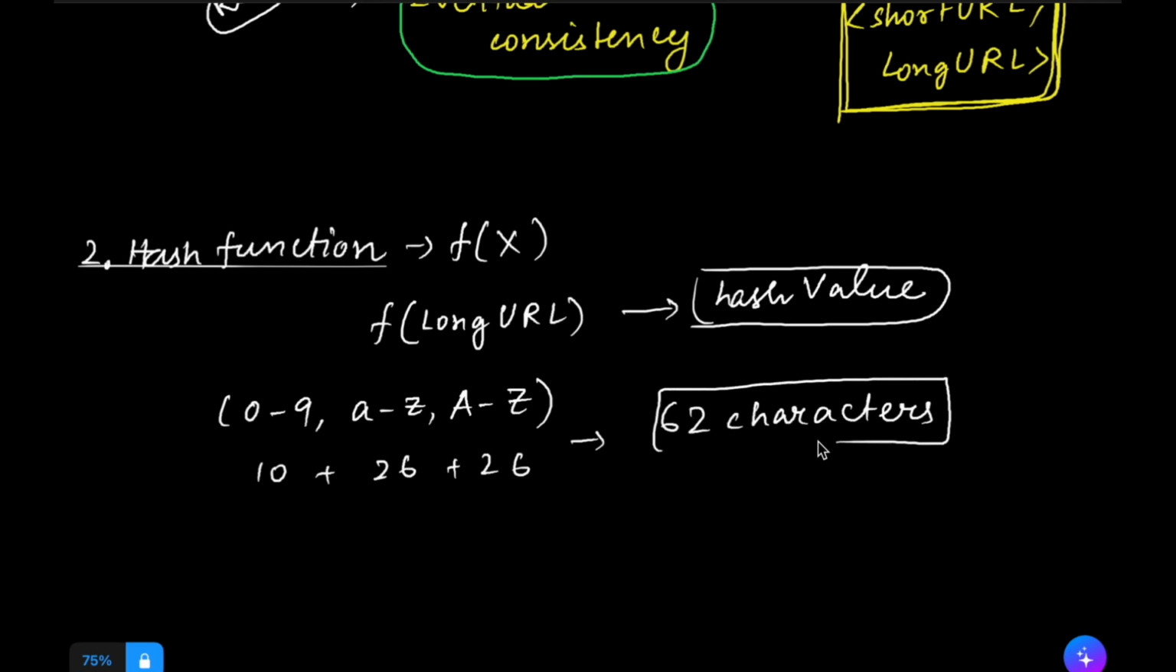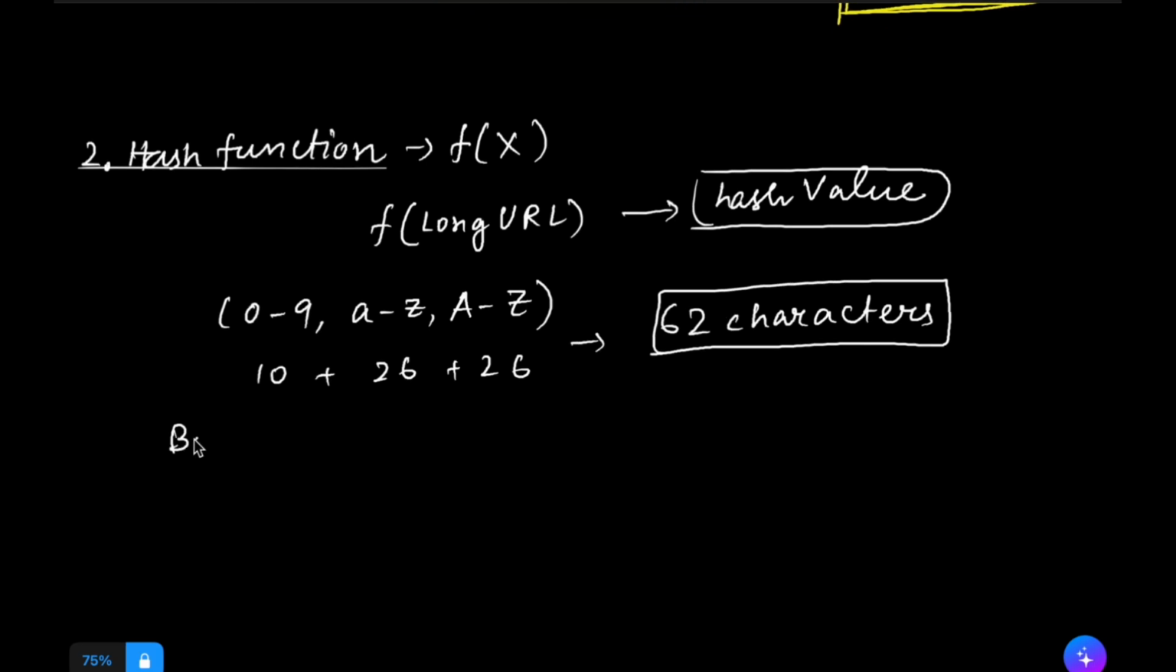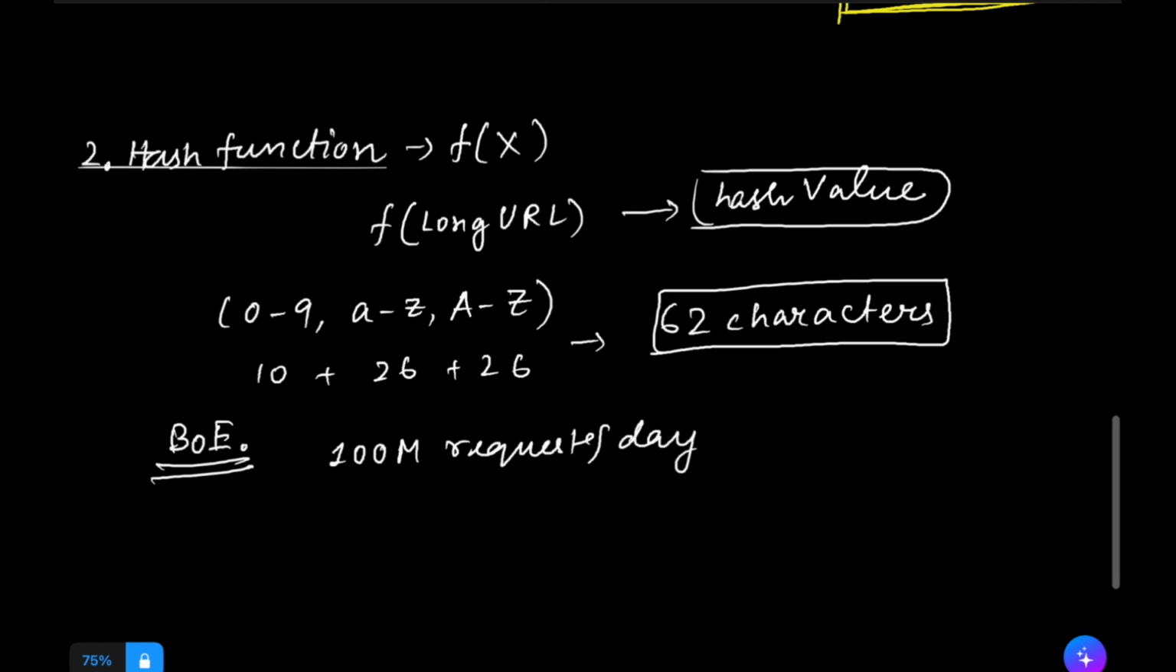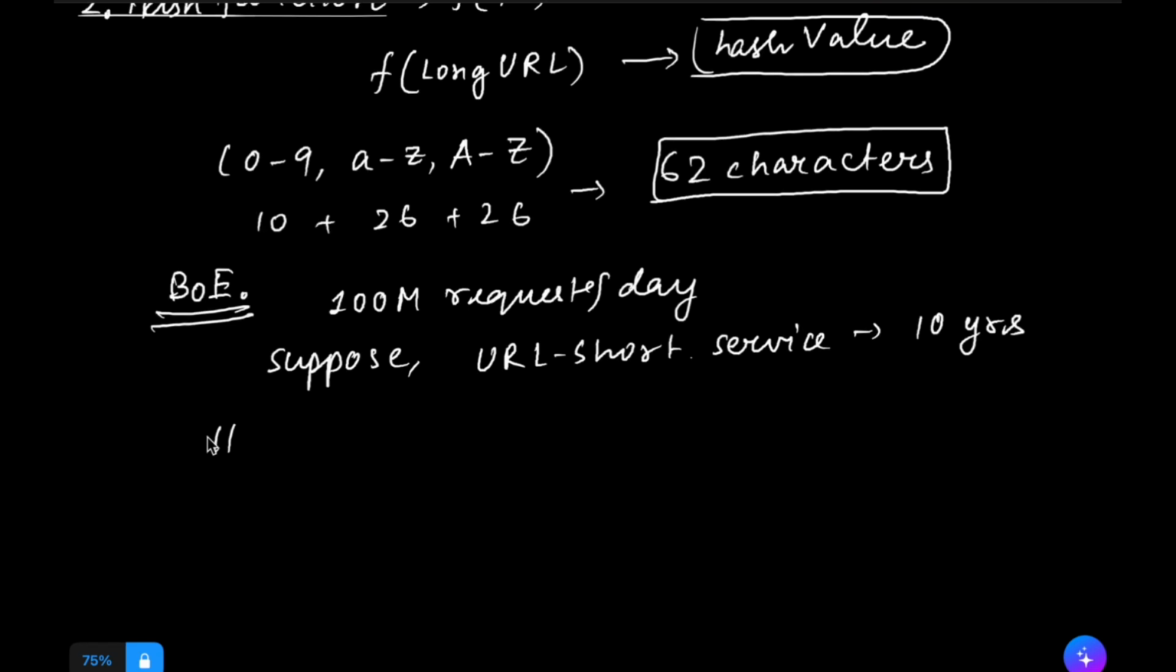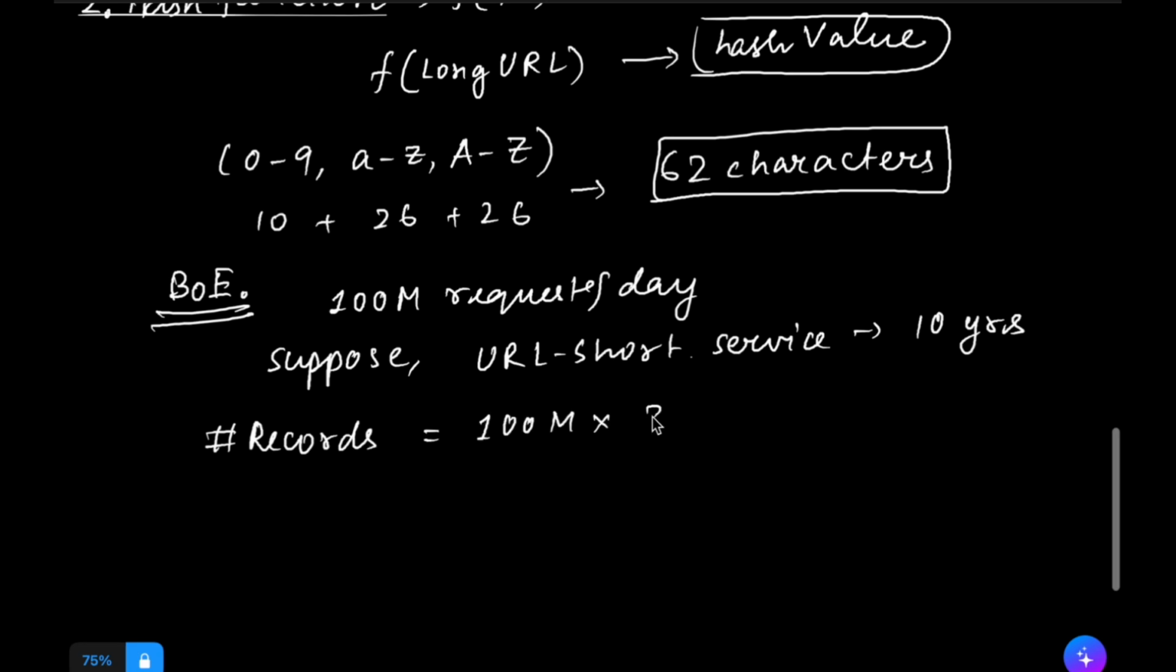And also if you remember in our back of the envelope calculation, which we did there, where we considered, to put it in short, 100 million requests per day, and suppose our URL shortener service runs for 10 years and no data is updated or deleted. So the total number of records that would be generated in these 10 years would be 100 million into 365 into 10, which approximates to 365 billion records.